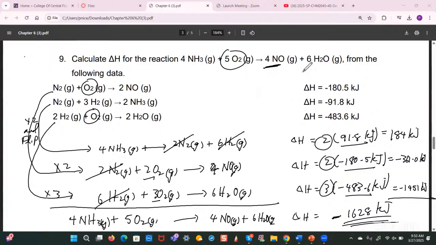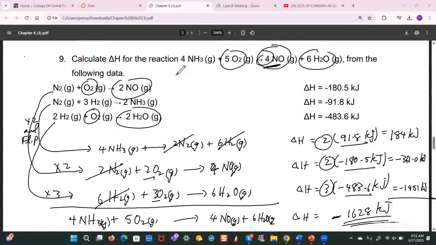Because in the case of the last two, in the case of the NO here, it's on the right. And in the case of the H2O here, they're both on the right as well. So you leave those as is, but you have to multiply by, in this case, because there were 4 here, you have to multiply the entire equation by 2. And in this case here, because you have 6 here, you have to multiply this entire equation by 3. Exactly. You have to flip the NH3 here because it's on the left in this equation.